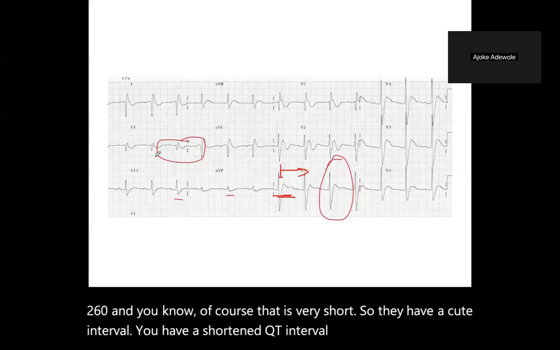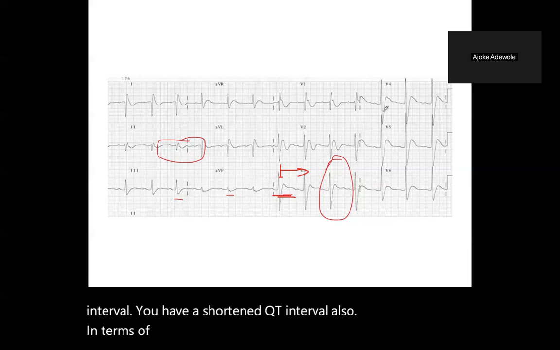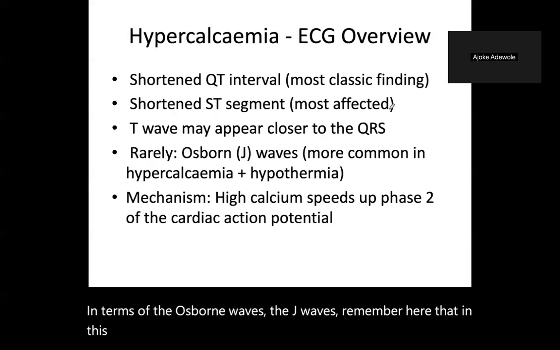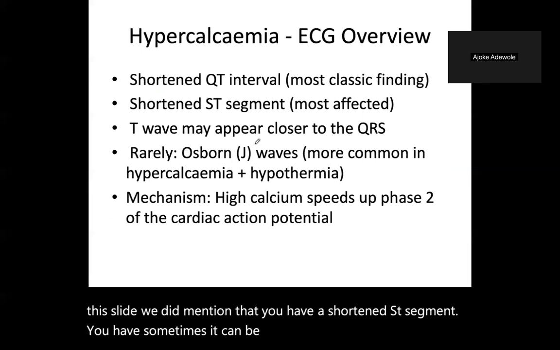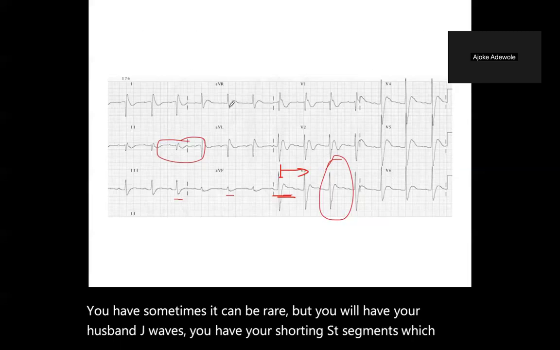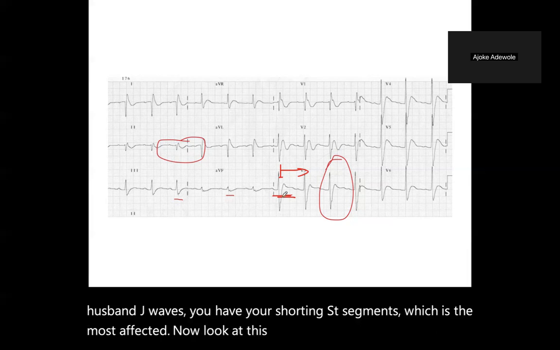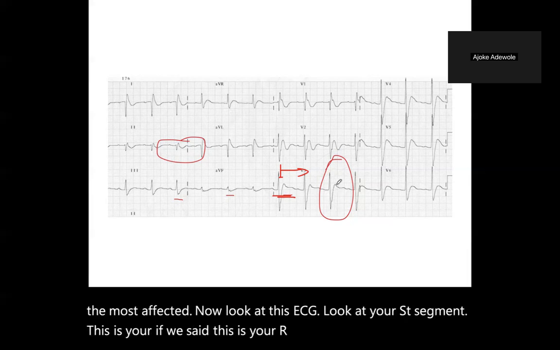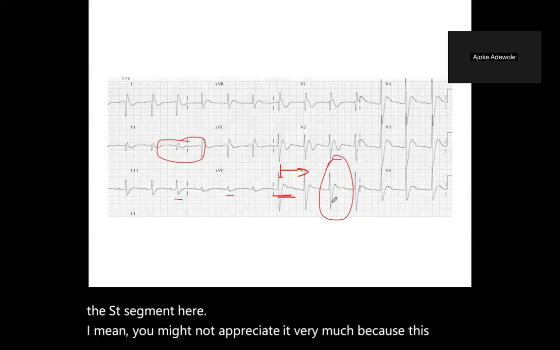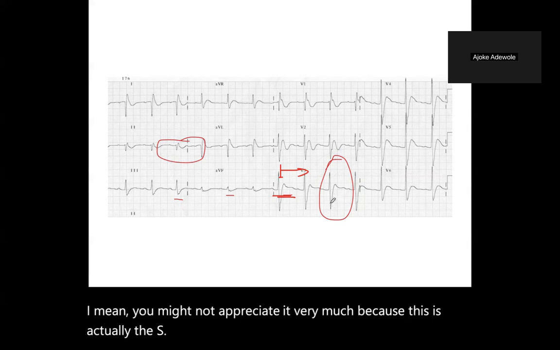Also, in terms of the Osborne waves, the J waves. Remember here that in this slide, we did mention that you have a shortened ST segment. Sometimes it can be rare, but you will have your Osborne J waves. You have your shortened ST segments, which is the most affected. Now look at this ECG. Look at your ST segment. If we said this is your R and this is your S and this is your T, the ST segment here, you might not appreciate it very much because this is actually the S. And here, what you have is the J wave.